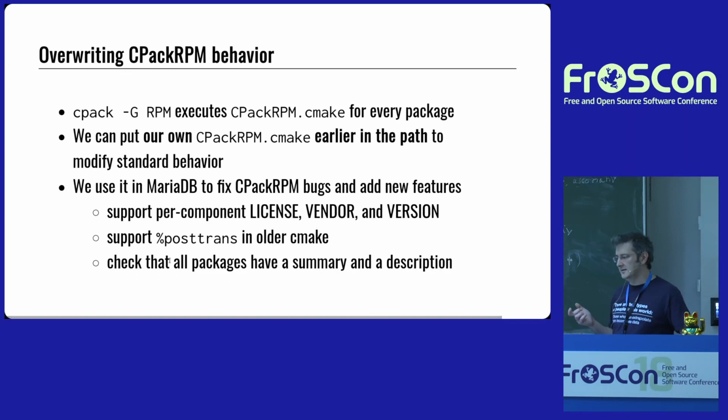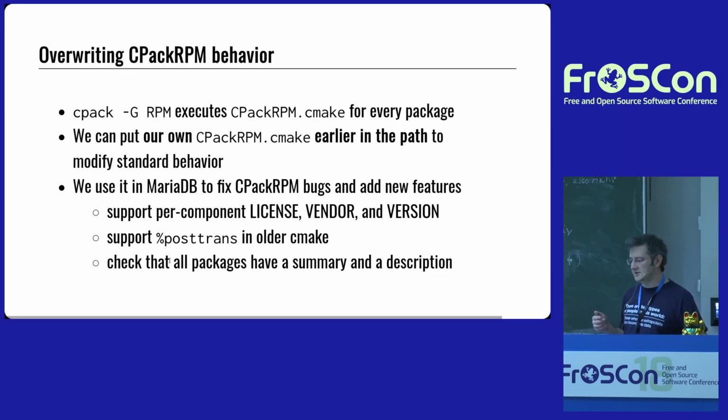Like you have seen that you can specify some information per component. You can specify a script list per component. You can specify dependencies, requires, per component. You can specify, of course, description per component, because different components might have different descriptions and different names. But you cannot specify license or vendor or version per component. CPack RPM doesn't allow that. It assumes that all components have the same license and the same version. And when we build MariaDB, we have the main server, which is GPL, and we have the client library, which is LGPL. So we do need to change the license and the version and stuff.